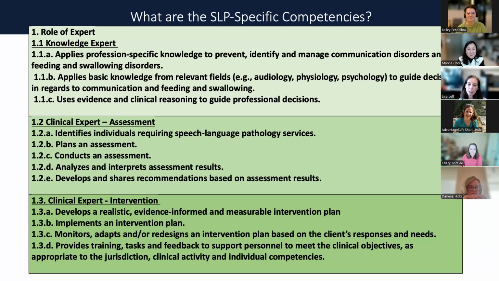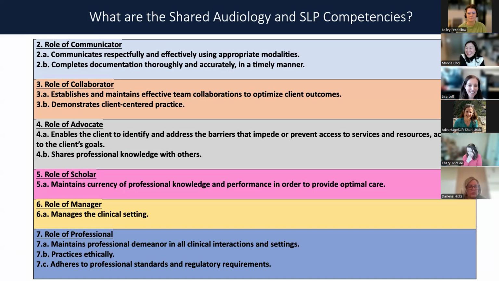Yeah, so in 1.2 and 1.3, you'll see that assessment and intervention are the same broad general goals, but they're using the terminology for speech pathology and audiology. Whereas the rest, the rest of the 6 roles reflect the same sort of scope of practice. So role of communicator, collaborator, advocate, etc. These are shared competencies that we expect our students in both professions to be able to apply.